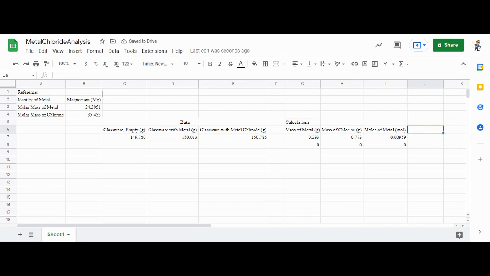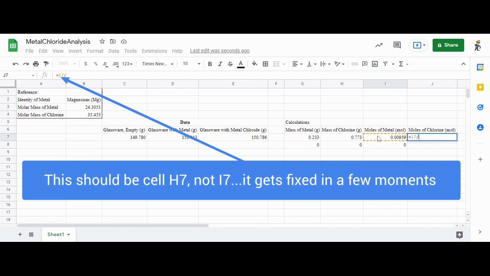Next will be moles of chlorine. Similarly, it's going to be the mass of the chlorine divided by the molar mass using the specific reference again. General reference here, and then the specific reference for the molar mass of chlorine, and adjusting for sig figs.